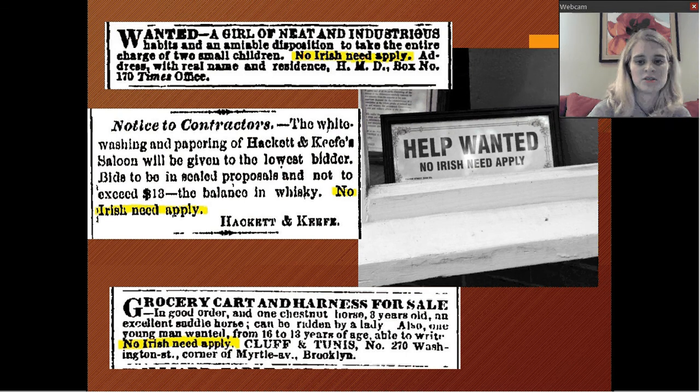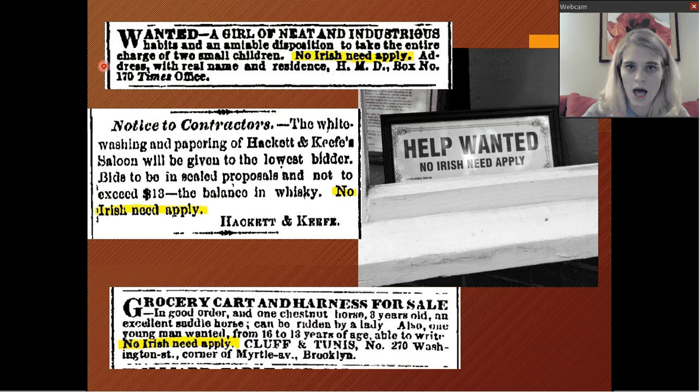So you look at this picture right here. This is a sign that was put in a store window, help wanted, but no Irish need apply. We'll hire anybody but Irish people. These are advertisements in the paper where you can see up here, they're looking for a maid and a nanny, right? Wanted, a girl of neat and industrious habits and an amiable disposition. So a girl that's neat and hardworking and sweet. Amiable means sweet or friendly. Amiable disposition, to take the entire charge of 2 small children, to be our nanny, right?